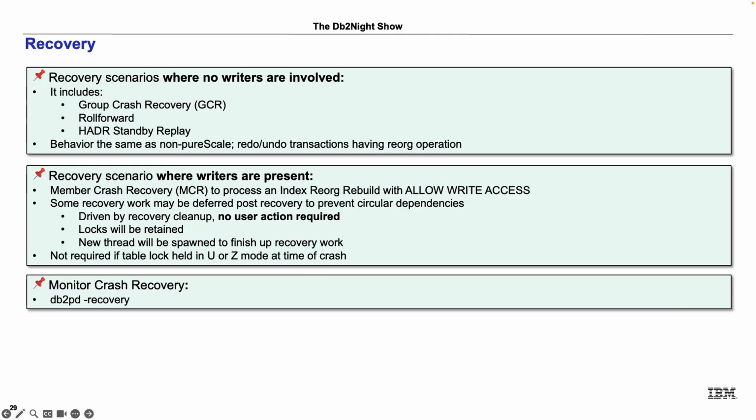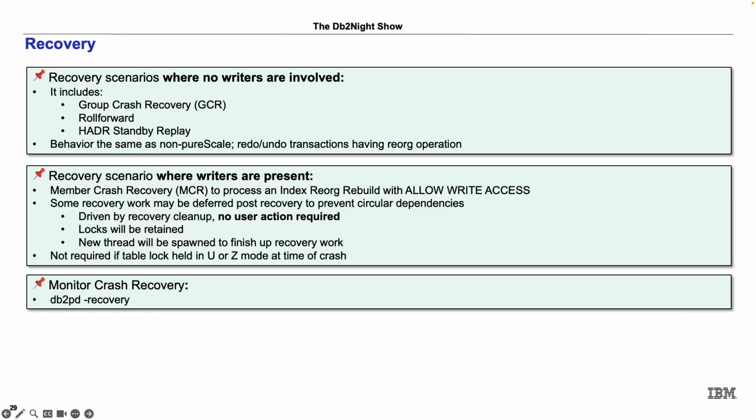Okay, then for the scenario where writers are present, for example member crash recovery, some recovery tasks may be delayed until after crash recovery to avoid circular dependency. So we want to avoid those deadlocks, right? So we have to do something special here. The system must reread logs and spawn a thread and complete the cleanup automatically. No user intervention is needed. This is all self-managed by recovery logic.